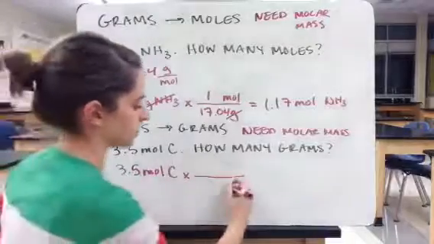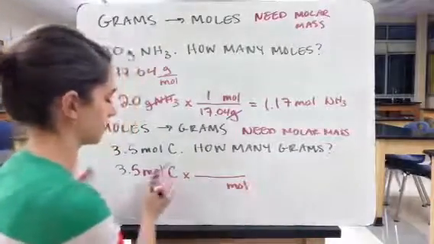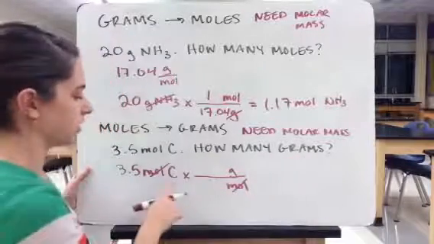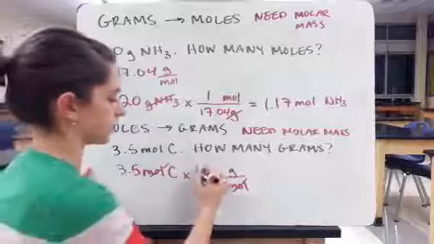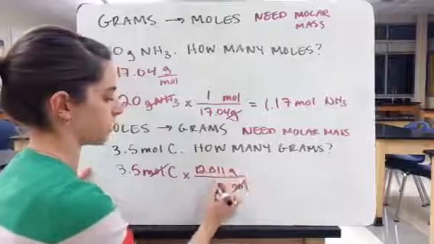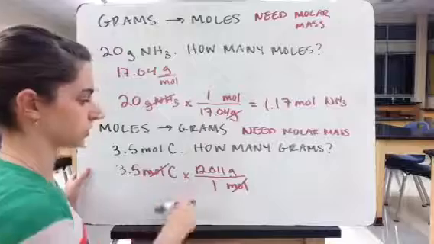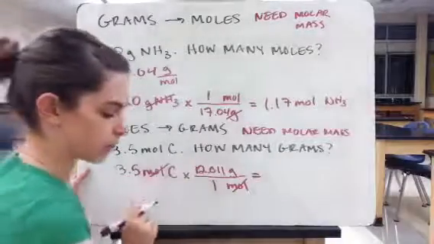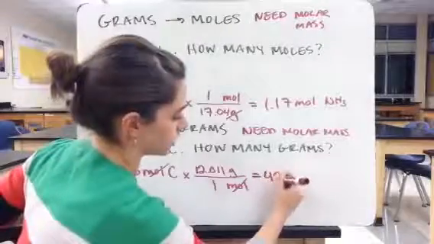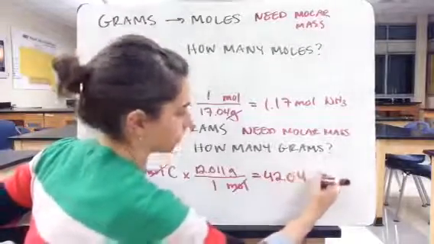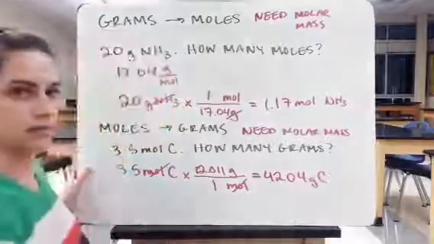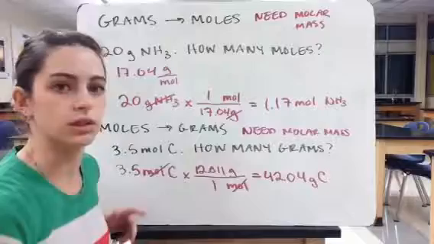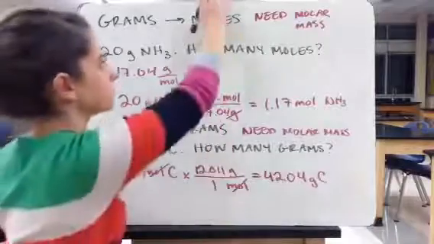I have moles on the top, so I want moles on the bottom. And I'm going to grams because it's asking how many grams. For carbon, if I look on the periodic table, there are 12.011 grams in 1 mole. So that's the molar mass. Multiply 3.5 times 12.011 and you get 42.04 grams of carbon. So that tells me if I have 3.5 moles of carbon, I have essentially 42 grams of carbon.